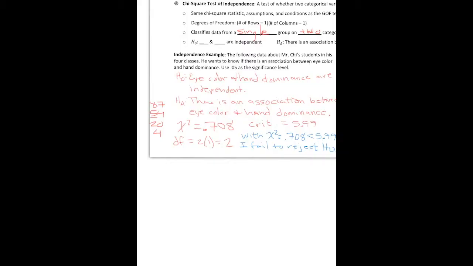So when I ask you to tell me what that means in terms of the problem or given context, that's what you're going to say. There is not sufficient evidence to claim there is an association between eye color and hand dominance. Okay, so that's our chi-square tests. We have 2 of them, and those are the only 2 that we're going to look at right now.